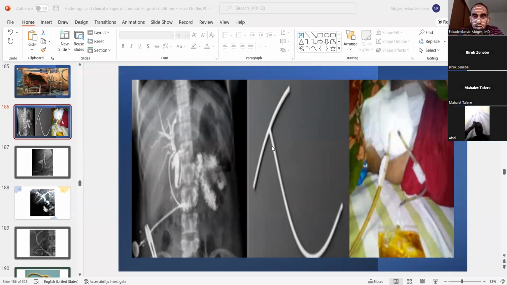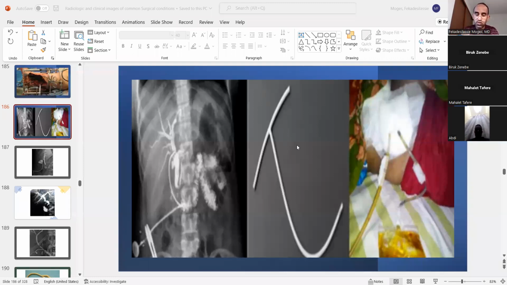So Biruk: excellent, post-CBD exploration to prevent leak. Those people who present with obstructive jaundice, and then you find out that the obstructive jaundice is a result of a CBD stone, or common bile duct stone, then the type of surgery we do is called CBD exploration. At the time of surgery we open the CBD, the common bile duct, and try to see if there are any stones. We evacuate the stones if they exist, and then we put a T-tube for some time, and that facilitates drainage of bile.